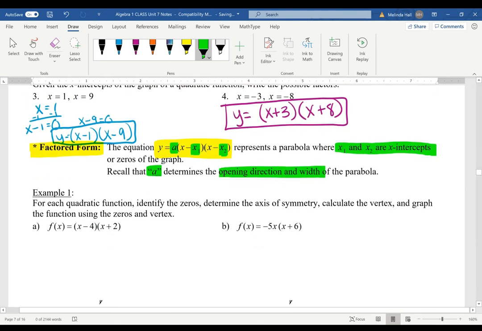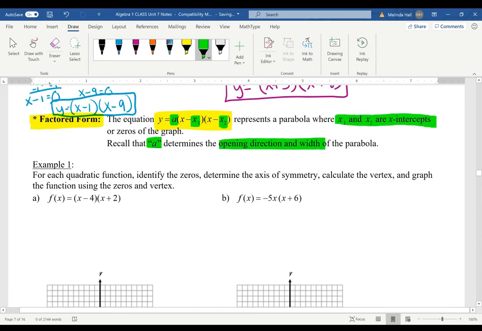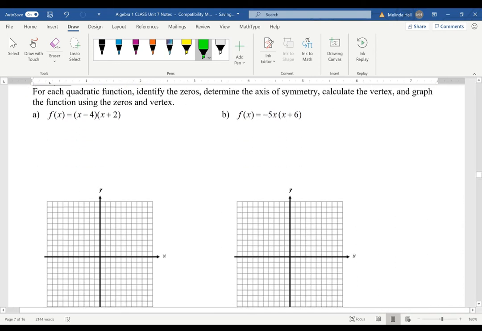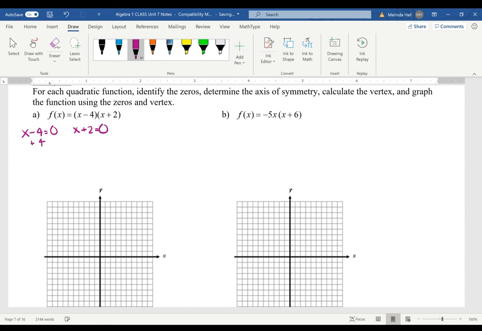So for each quadratic function we want to identify the zeros, determine the axis of symmetry, calculate the vertex, and graph the function using zeros and vertex. So first, to identify the zeros, we would just take the two factors that we have and set them equal to 0. Now, I know some of you are super awesome and amazing and can just do this in your head, which is great if you can. If you can't, there is absolutely no shame, though, in writing it out, because I know for me, I am a super visual person, and I have to.